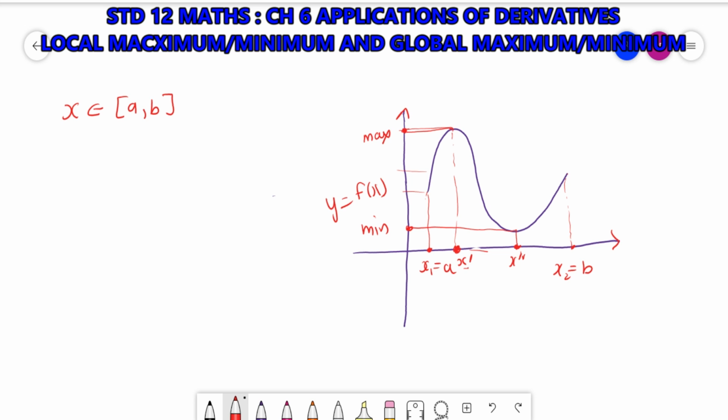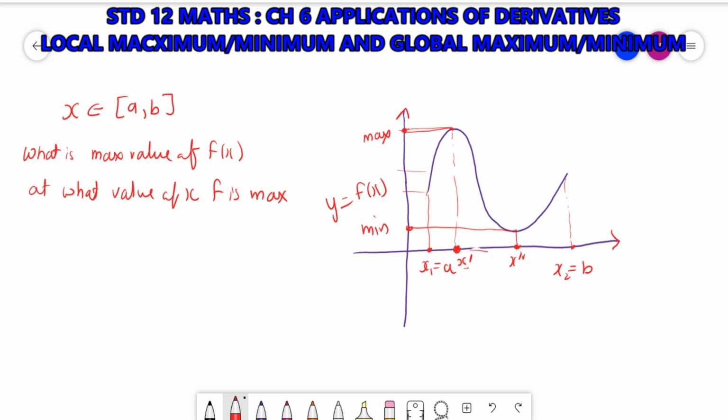Now see what type of questions can be asked. What is the maximum value of f(x)? Second, at what value of x is f maximum or minimum? Here you can say this is the maximum value and this is the minimum value. And at what value is this f maximum? x dash. At what value is it minimum? x double dash. Now how to find it out?